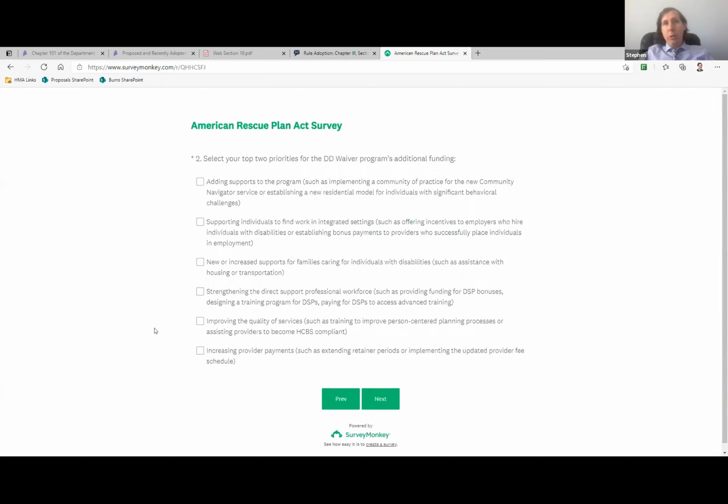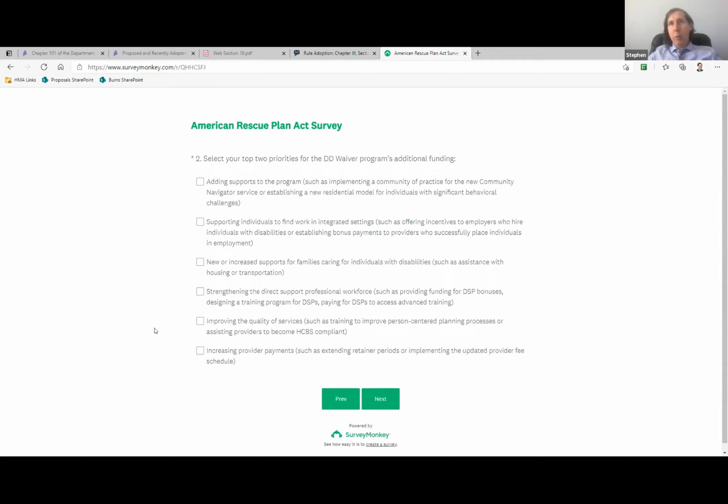Are there things that we ought to do to strengthen the workforce of direct support professionals? Mary mentioned some of those things during her early remarks in terms of looking at compensation, providing greater benefits or bonuses or hazard pay and the like.